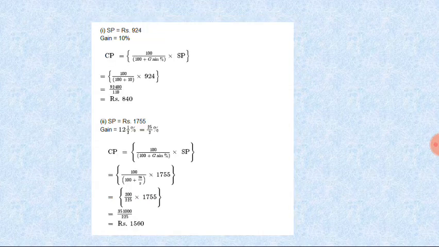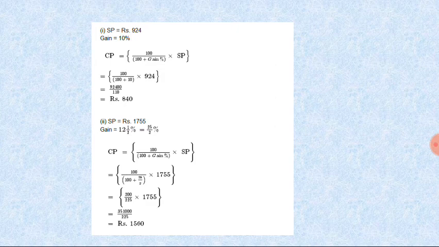SP is equal to rupees 924. Gain percentage is 10. Cost price is 100 by 100 plus gain percentage into SP. 100 by 100 plus 10, 110 into 924. So multiply it. 9,240, so 92,400 divided by 110. 0 cancel. We get a value rupees 840.